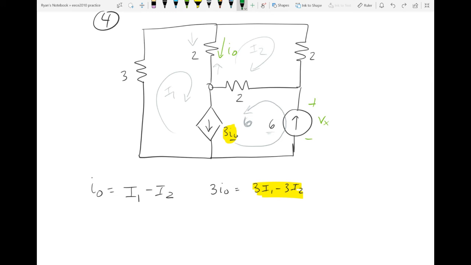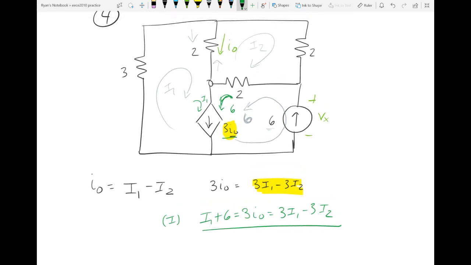Okay, you do have this shared source, and you know that this is 6, this is 6, and this is I1, and so we can also write that I1 plus 6 is equal to 3I0, which is equal to 3I1 minus 3I2. Okay, so this is going to be your first equation that you can use.